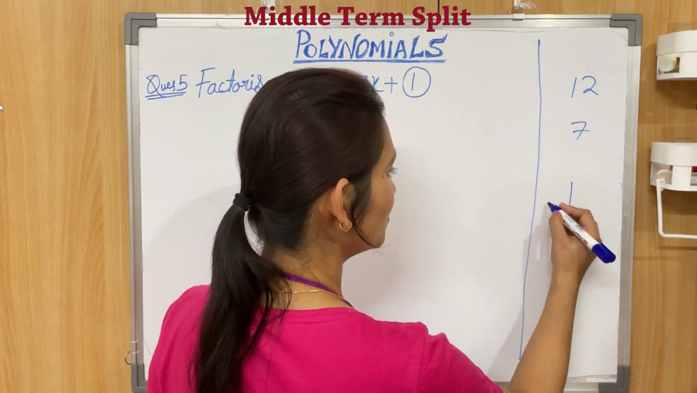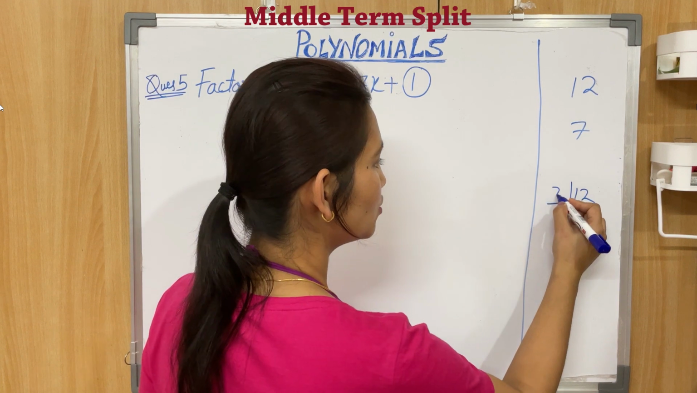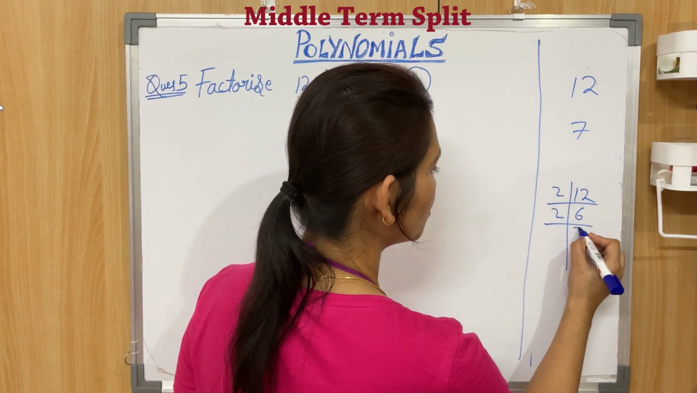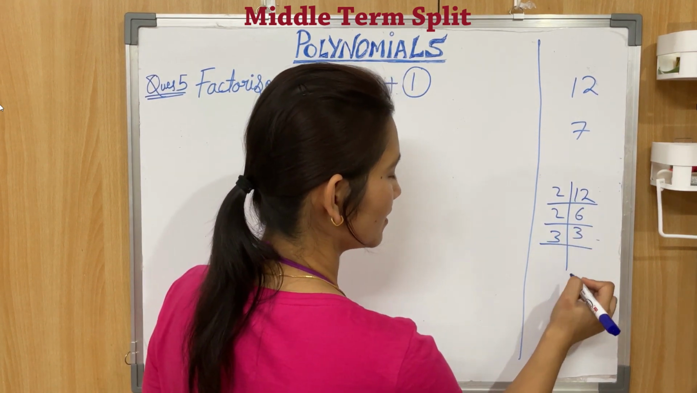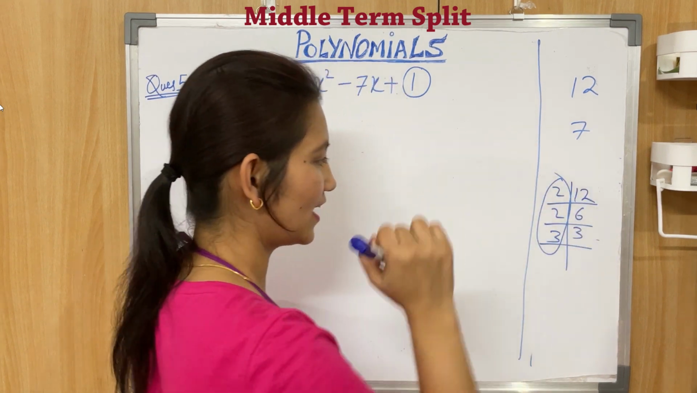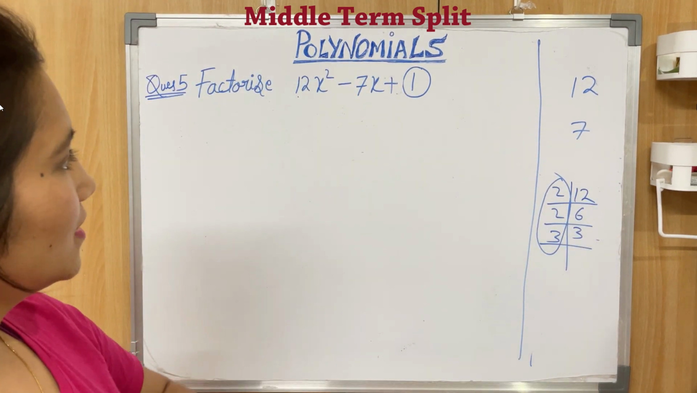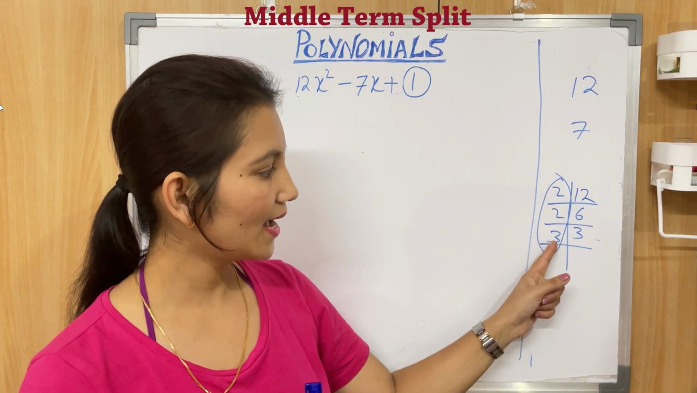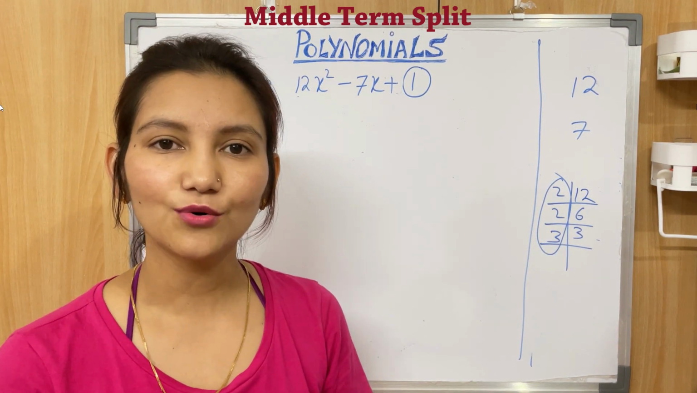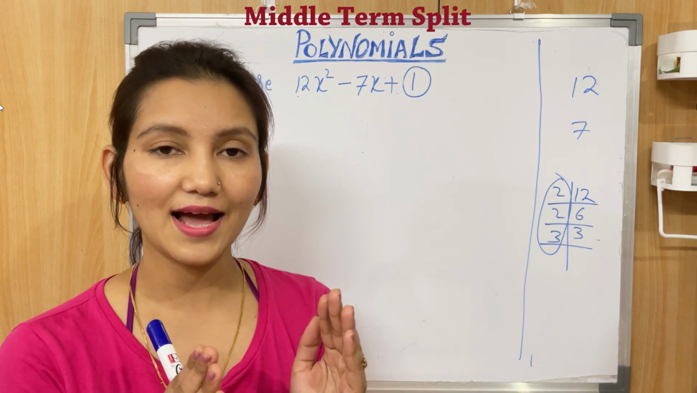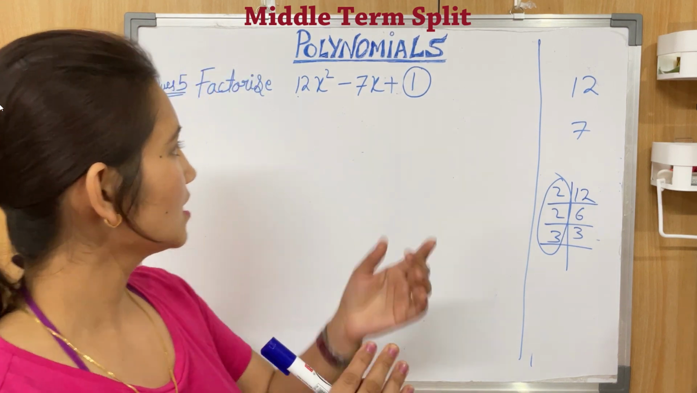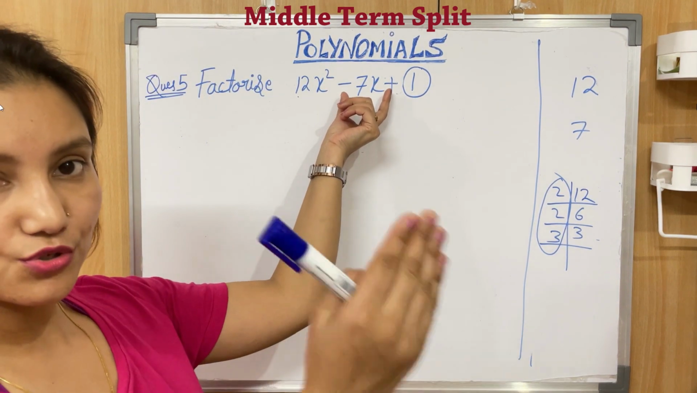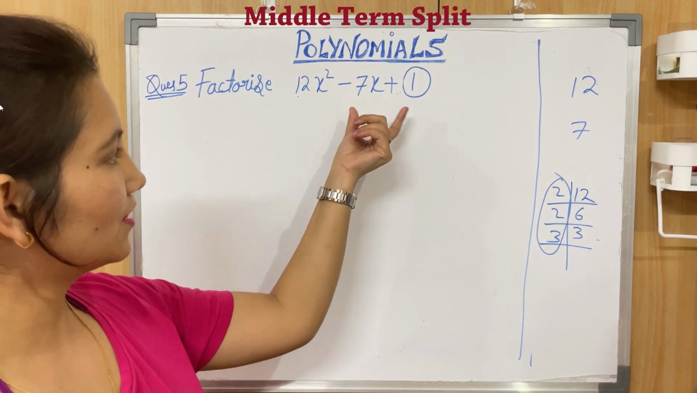Let's find the prime factors of 12. 2, 6, 12; 2, 3; and 3, 1. So these are our prime factors. On addition it should give 7. So 2 times 2 is 4, and 3. So what are the two numbers? 4 and 3. So 4 and 3 are the two numbers, and we have to split 7 into those two numbers. 4 plus 3 is 7.